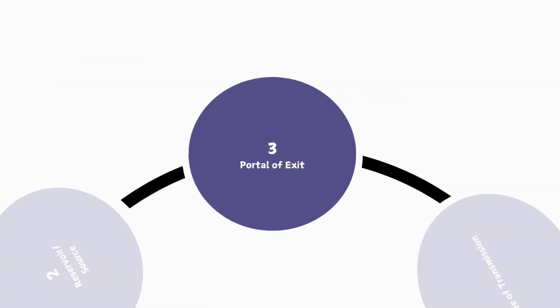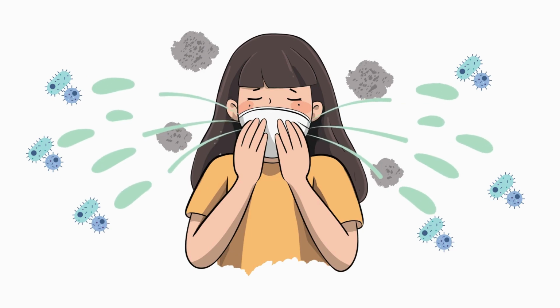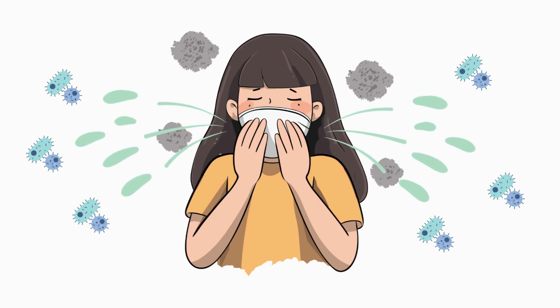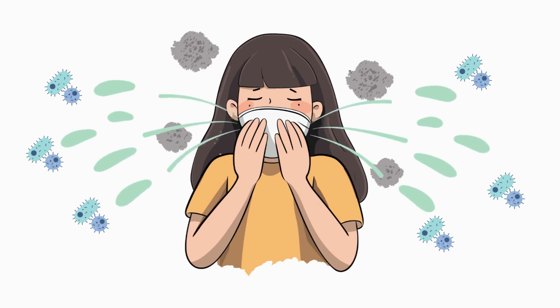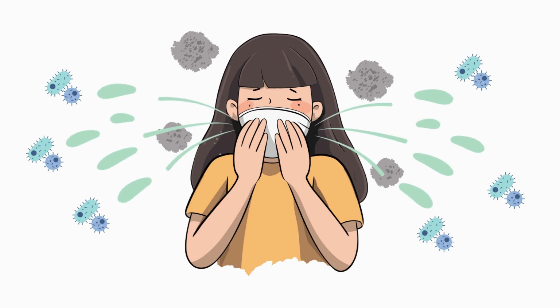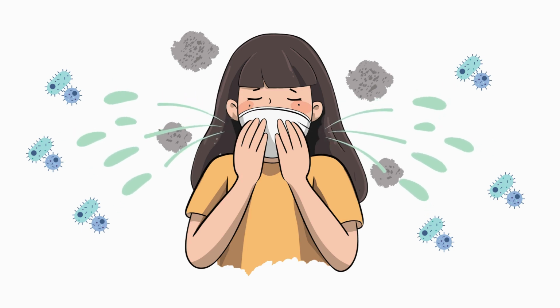Third, an infectious agent needs to exit the source it is living on to infect a new person. This is known as the port of exit. In our previous example, the bacteria is living in Betty's lungs, and if she coughs or sneezes, it can now exit her body to infect a new person.